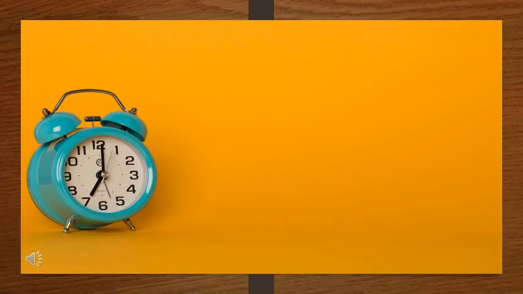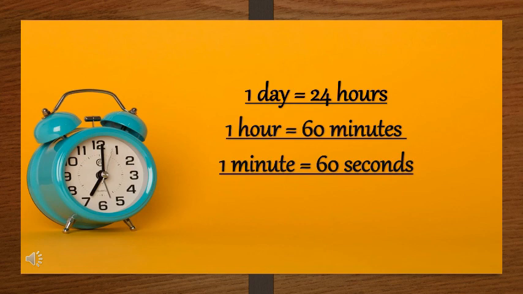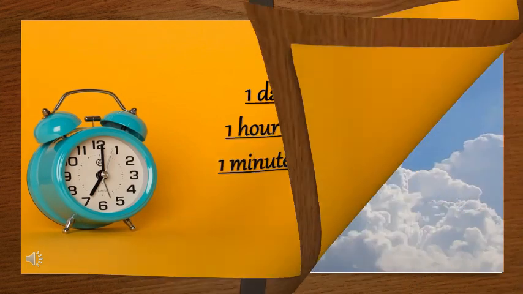Now children, let us learn about the time in hours, minutes and seconds. One day is equal to 24 hours. 1 hour equals to 60 minutes and 1 minute is equal to 60 seconds.